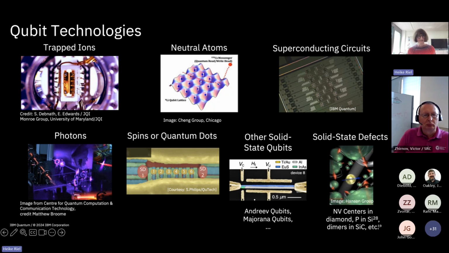There are trapped ions and neutral atoms, and in these you actually use the atomic levels in order to build your qubit. There are superconducting circuits. Here you use the superconducting currents through a Josephson junction to build your ground state and excited state. Then you have photonic quantum computing, and you can also, of course, use spins or quantum dots. In spins, you use the electron spin or the hole spin to build your qubit. There are other ideas of building solid-state qubits, like Andreev qubits or Majorana qubits.